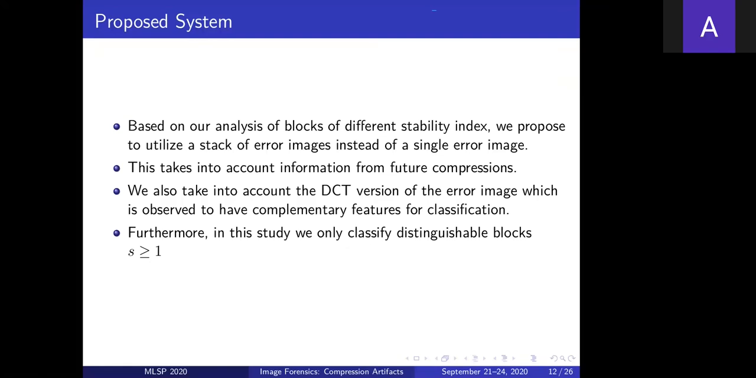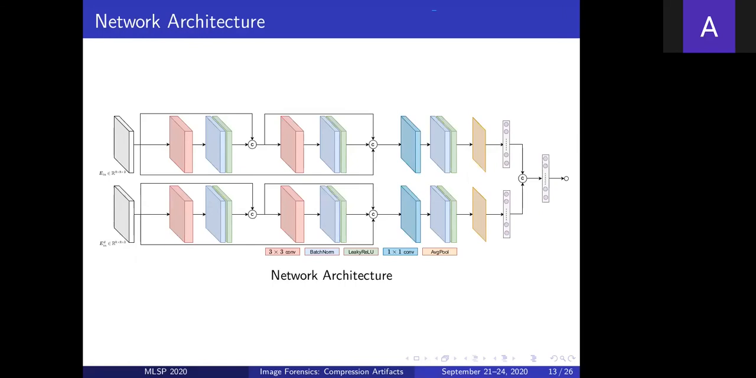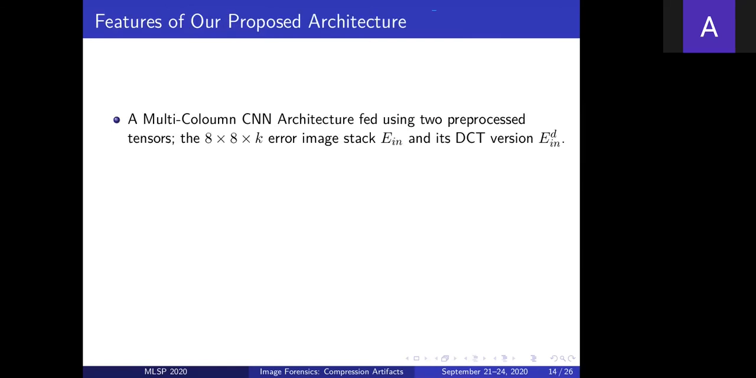This is our network architecture. A few key points about this architecture are as follows. It is a multi-column CNN architecture which processes two input tensors, the error image and its DCT version.